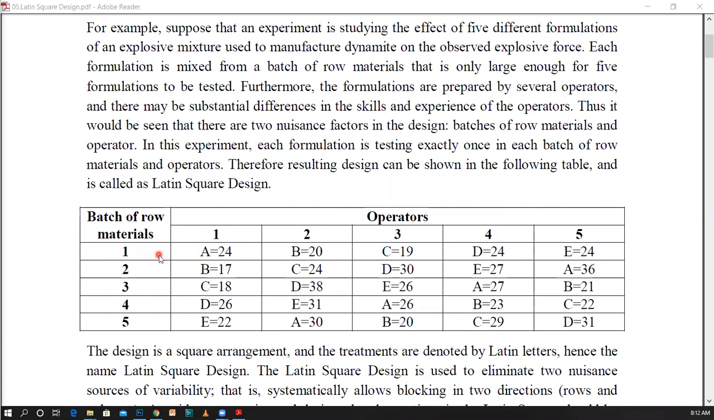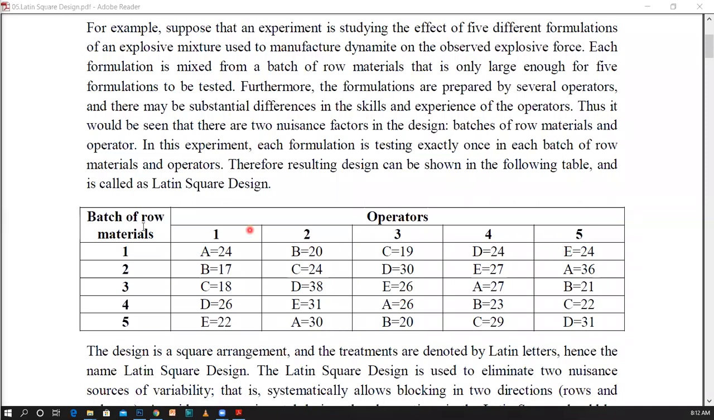Now you can see that for the first batch of raw materials, A is here, B is here, C is here, D is here, and E is here. These are the Latin letters we are using to denote the treatments. In this example, it is given that there are 5 different formulations. Therefore, the formulation is denoted by the Latin letters since it is our treatment.